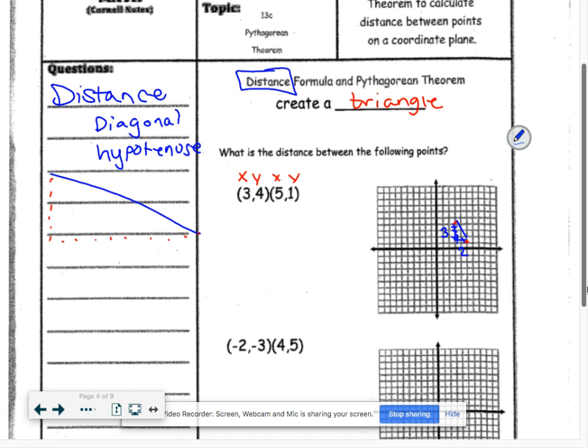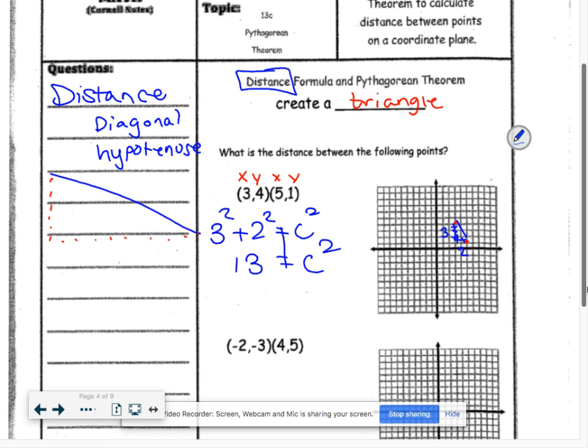So 3 and 2. So now I have the ones that make the right angle, so I can use Pythagorean to find the hypotenuse, which is distance. So you can go 3 squared plus 2 squared equals c squared. Punching that into your calculator, you get 13. So, right, 9 plus 4 would be 13. So 13 is equal to c squared.